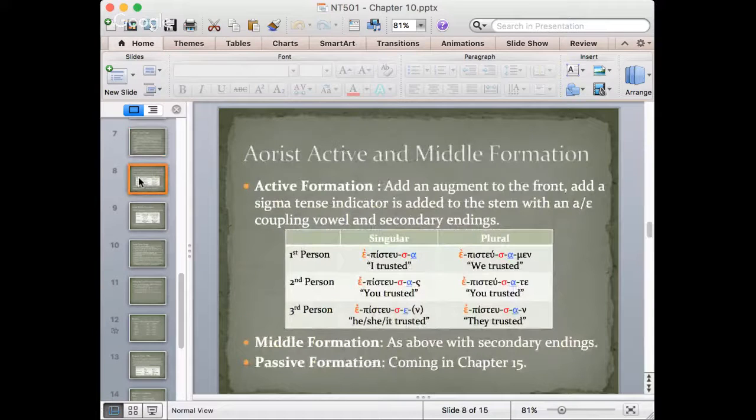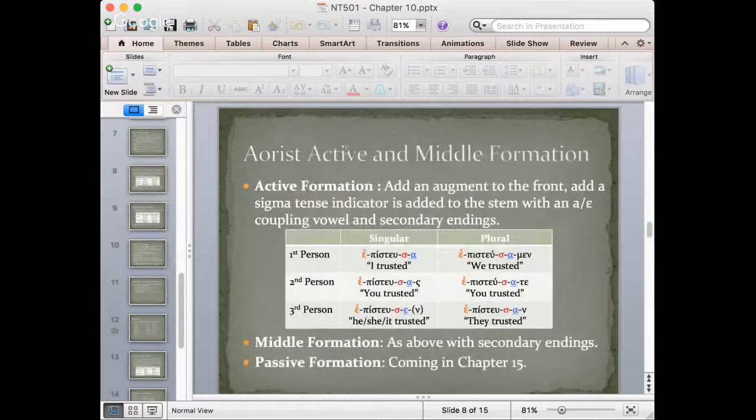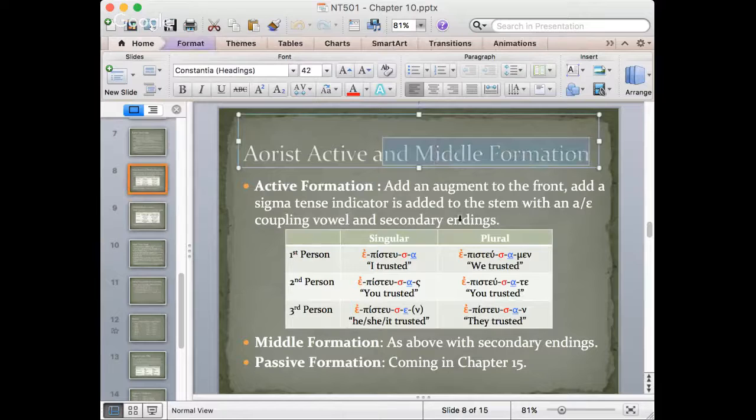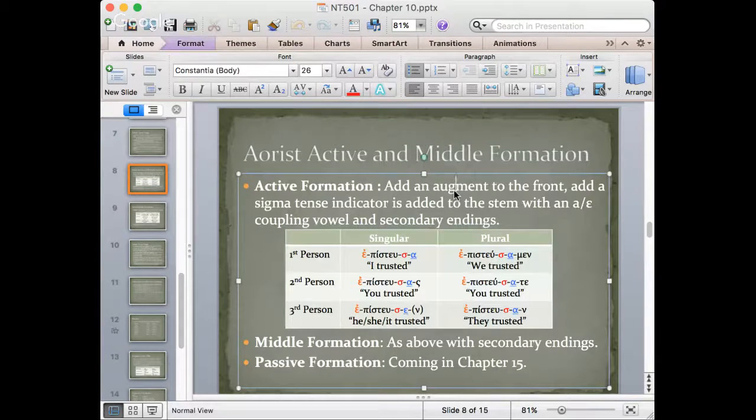So the active aorist and the middle formation. Sorry. So the aorist active is this first slide. I don't know why it says middle. Ignore that. The active formation: add an augment to the front, just like we did with the imperfect. A sigma tense indicator is added to the stem with an alpha epsilon connecting vowel and secondary endings.